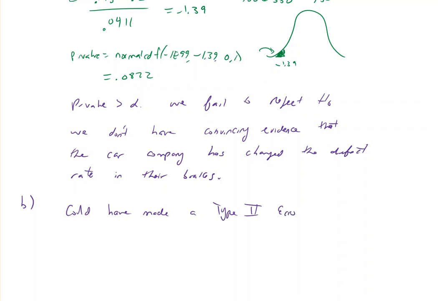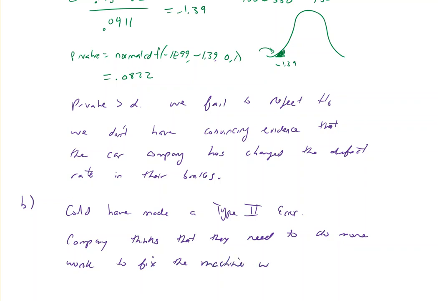What are the consequences of this? Well, the consequences are the company thinks that they need to do more work to fix the machines, when in reality the work they did was successful. So they made improvements, but they don't think it was improvements. So they go back to the drawing board.